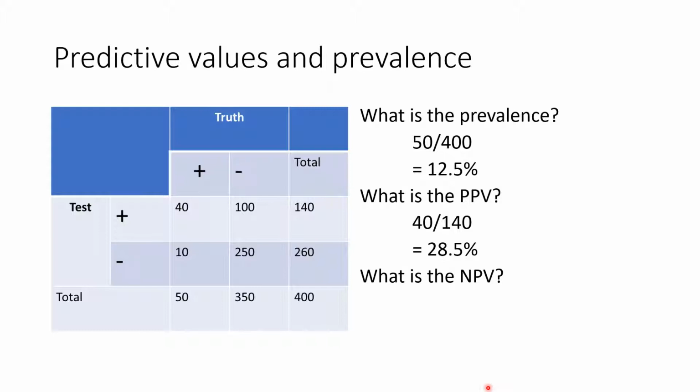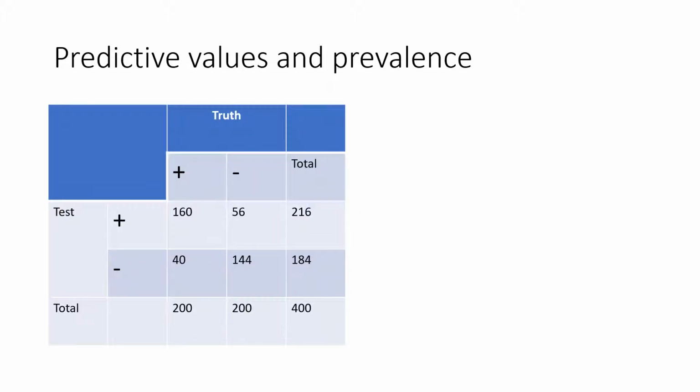And now what is the negative predictive value? Of all the people who test negative, how many are truly negative? 250 out of 260, which is 96.2%. So we see with a prevalence of 12.5%, the most helpful test here is a negative predictive value. So if you test negative, you probably are a true negative because relatively few people in this population have the condition. Let's change things around now.